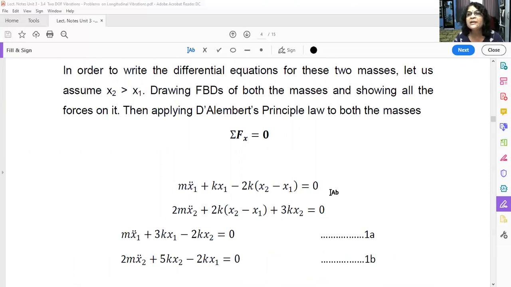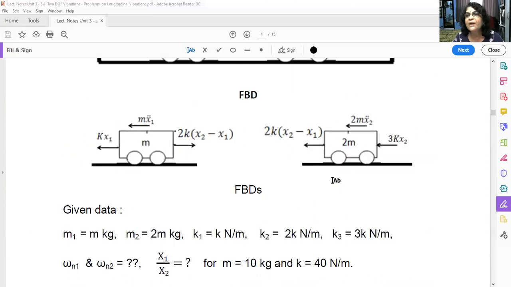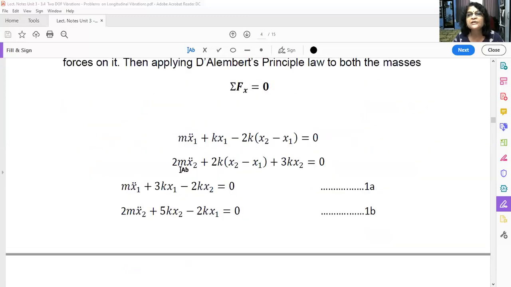Similarly, write down for the second mass. All three forces are acting towards left, so all three forces are positive. So summation of Fx is equal to 0. See, 2m x2 double dot plus 2k (x2 minus x1) plus 3k x2 is equal to 0.